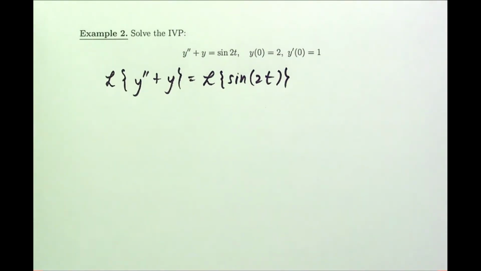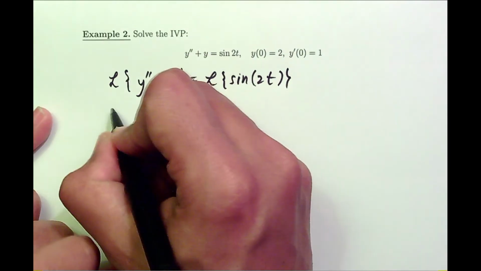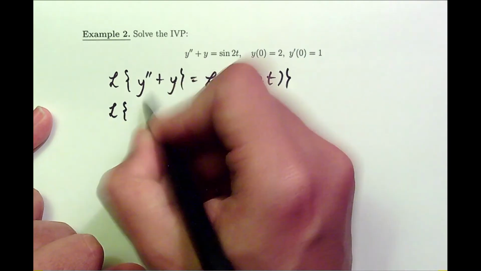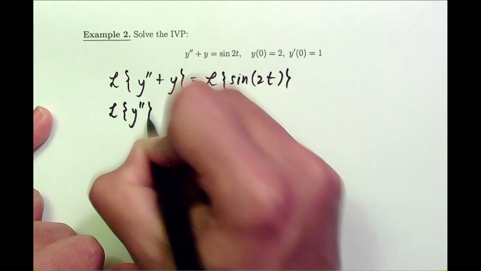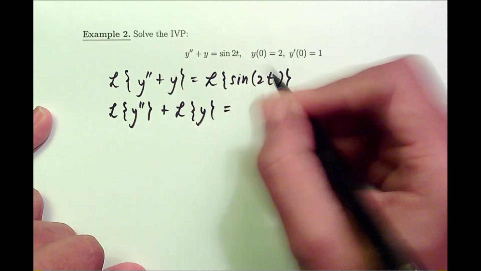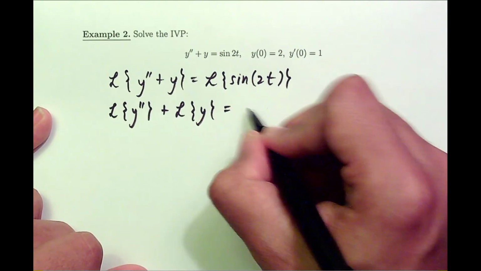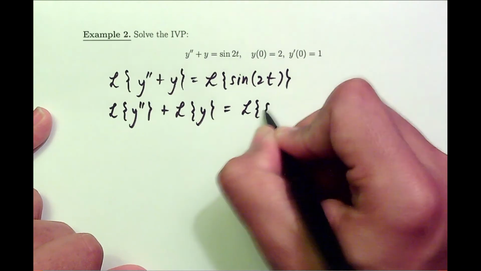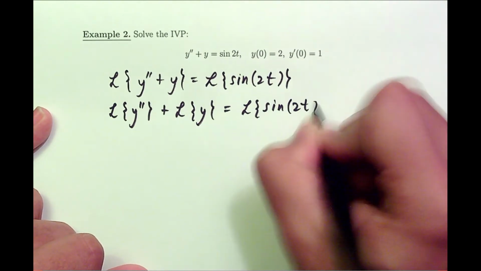Okay, and then on both sides. Now, use the linearity to break this up. So Laplace transform of y double prime plus Laplace transform of y equals Laplace transform of sine of 2t.